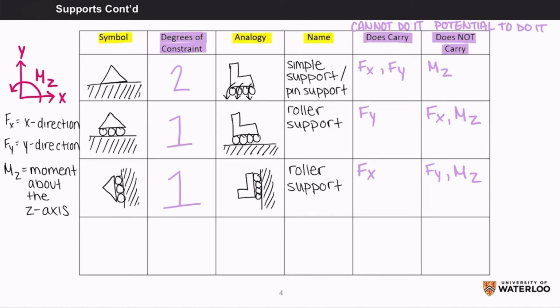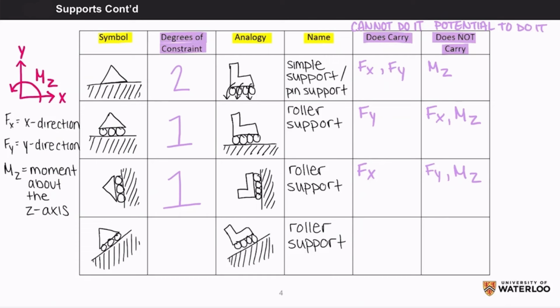This support is also a roller support, but placed at an angle. This is the symbol. An example of this support is a normal rollerblade on an angle. Since our coordinate system does not match with this specific example, we would have to create our own coordinate system. Let's create a coordinate system of r and s. Therefore, it carries Fs as a rollerblade cannot move perpendicular in the s direction. That means it has 1 degree of constraint. It does not carry Fr and Mz, as the rollerblade can move parallel in the r direction and the skate ankle can flex, creating a moment.